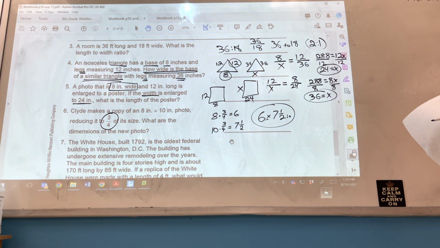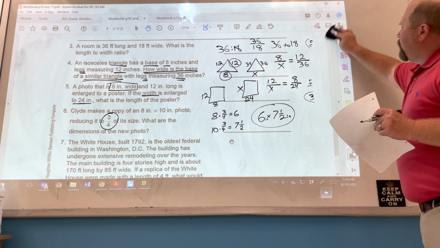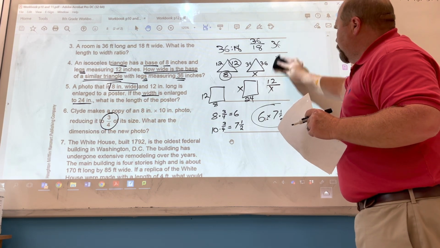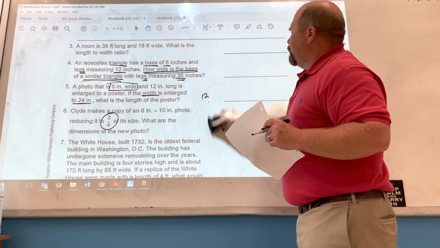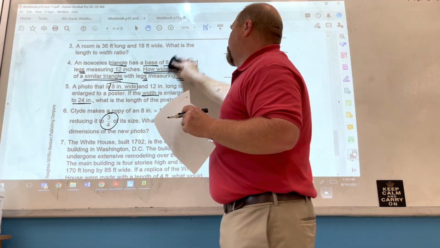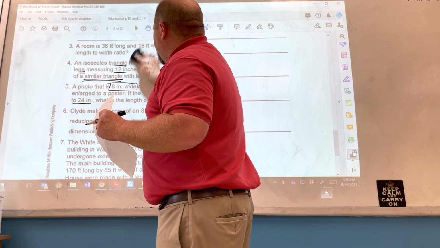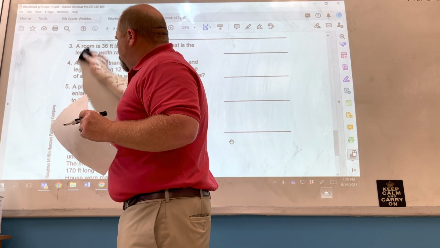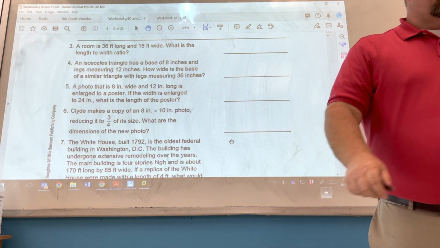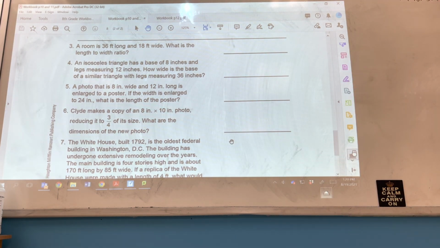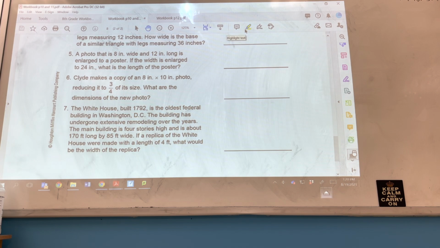All right, last one. Problem 7. It's about the White House. Don't know if you've ever been to the White House. Pretty neat place. I've been inside of it 3 times. I've been in front of it a bunch of times. Probably 10 times. Front of it, behind it, beside it, all around it.